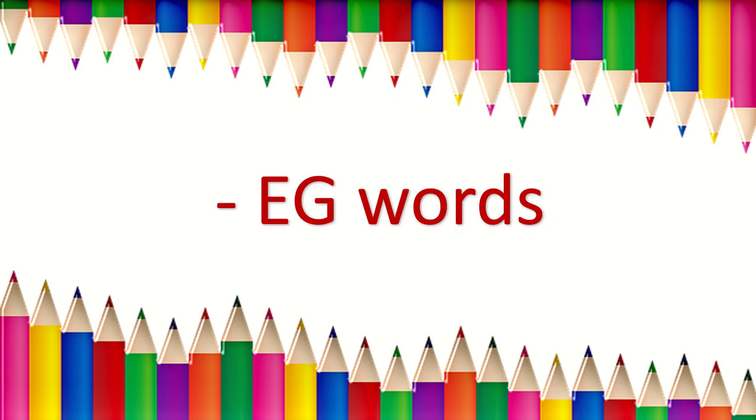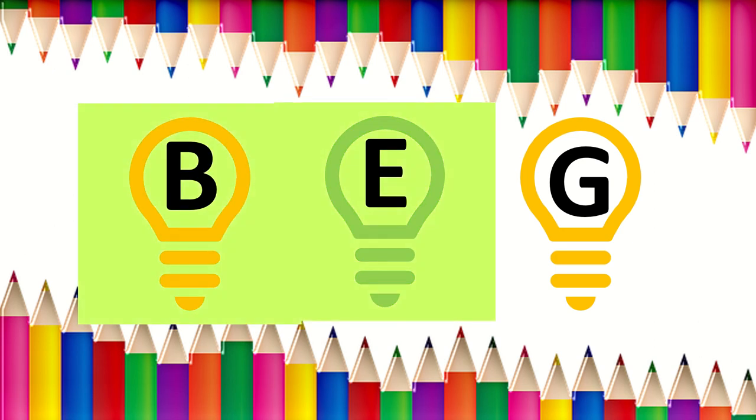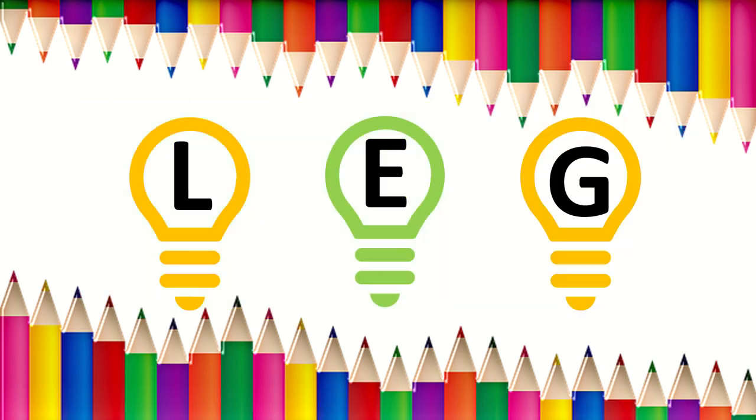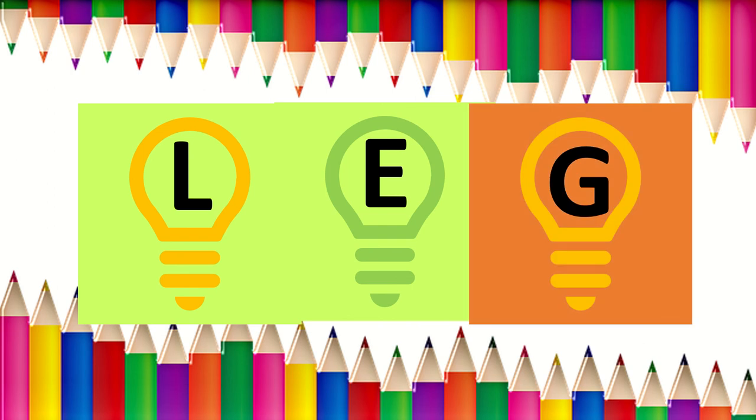Next set of words is EG words, those three-letter words which end with E-G. Let's see. B-E-G, beg. B-E-B, B-E-G, beg. L-E-L-E, L-E-G, leg. L-E-G, leg.